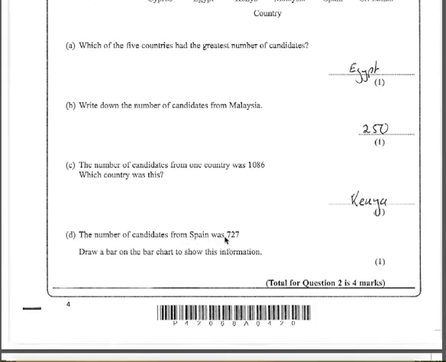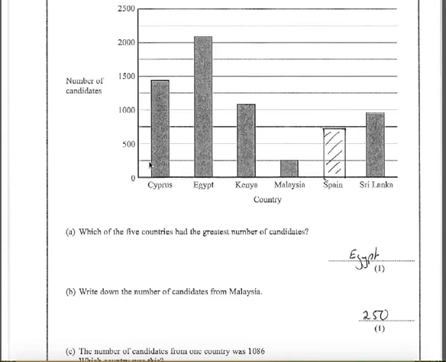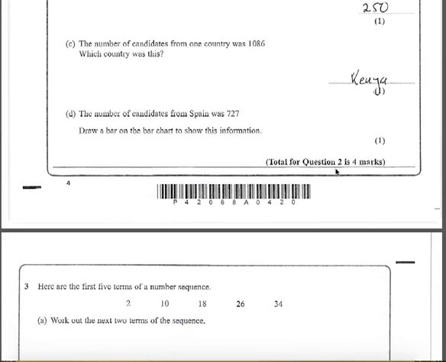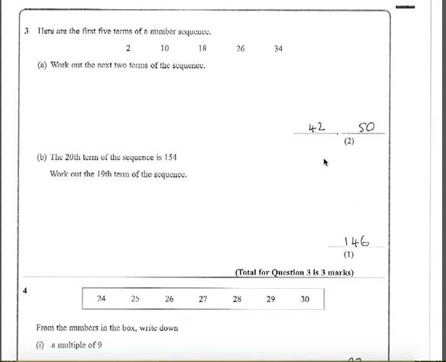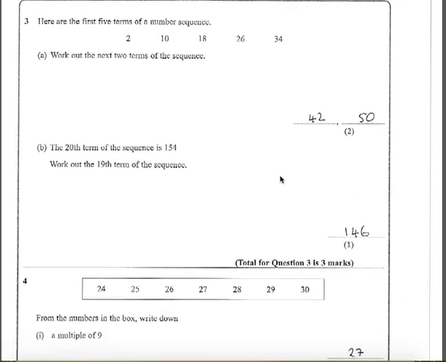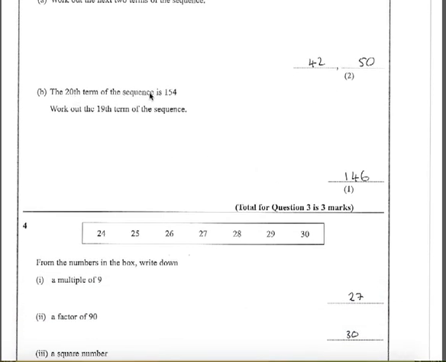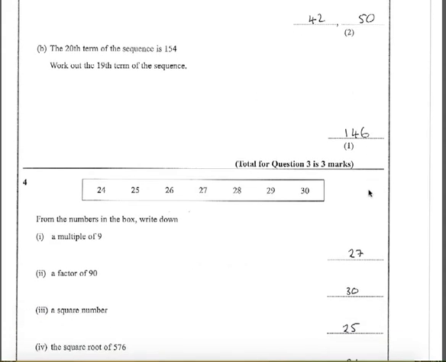Number of candidates from Spain was just under 750. So looking at the scale here, there's 250, 500, 750, so Spain should be just under the 750. So this sequence is going up in 8s, so if you count up in 8s you get 42 and 50. So if the 20th term was 154, what must it have been 8 before that? 8 less than 154 is 146.